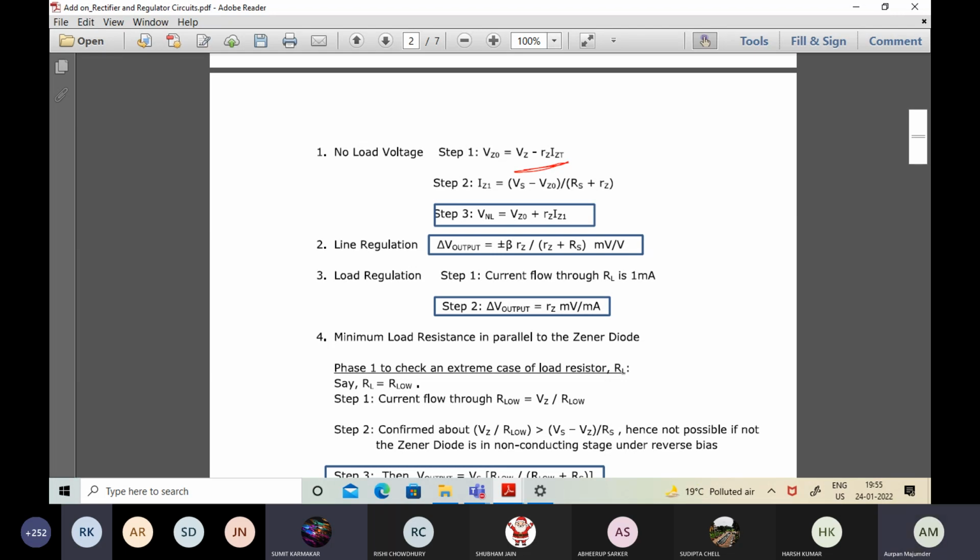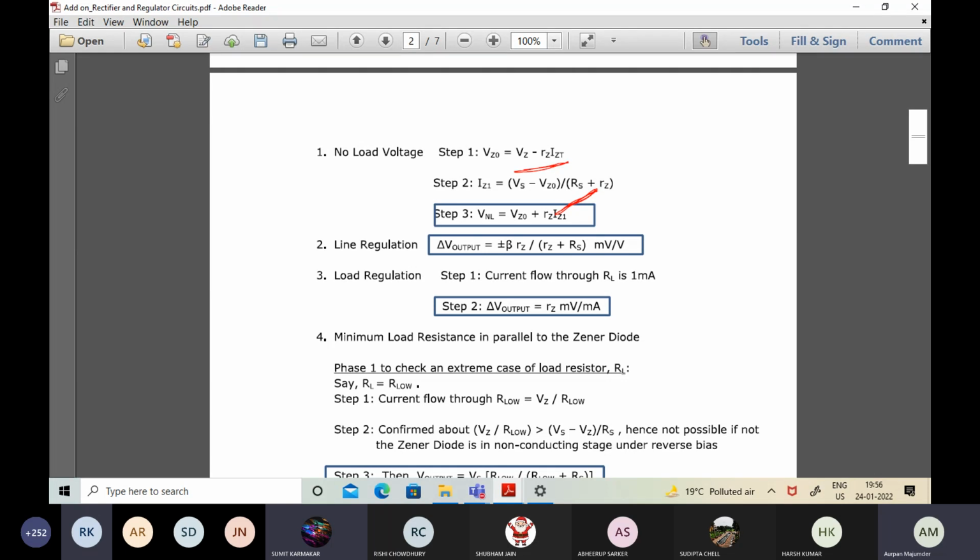So once we get the value of VZ naught, the knee voltage, what is the value? We have IZ1. So what is the value of IZ1? IZ1 is the same amount of current which flows through the source resistance as well. IZ1 is the same amount of current which flows through RS as well, because RS and RZ now are in series.